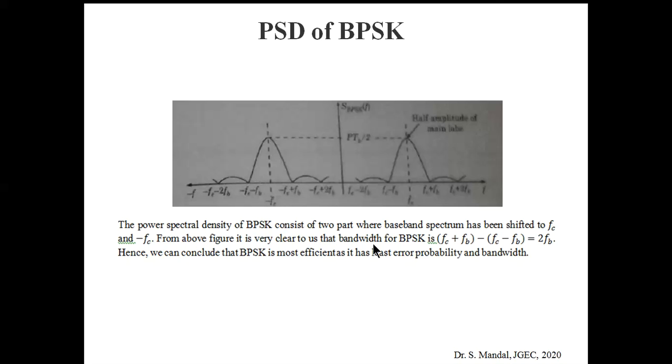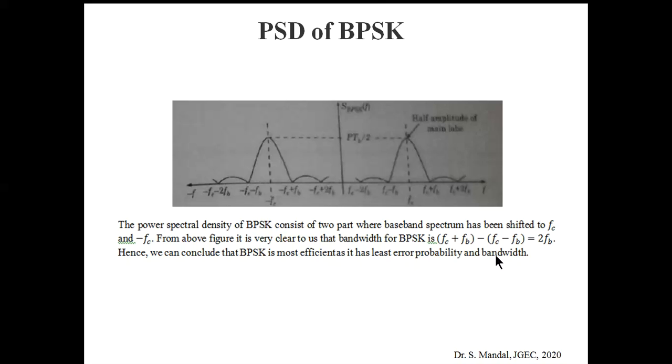And from the above figure, it is very clear that the bandwidth of the BPSK is, you can see that the maximum power is lying in between FC plus FB and FC minus FB. So the practical bandwidth of BPSK is FC plus FB minus FC minus FB, that is 2 FB. Okay, so this is basically the practical bandwidth of BPSK. However, theoretical bandwidth is obviously infinite, but we will consider the practical bandwidth here. So we can conclude that the BPSK is more efficient as it has less error probability and less bandwidth.